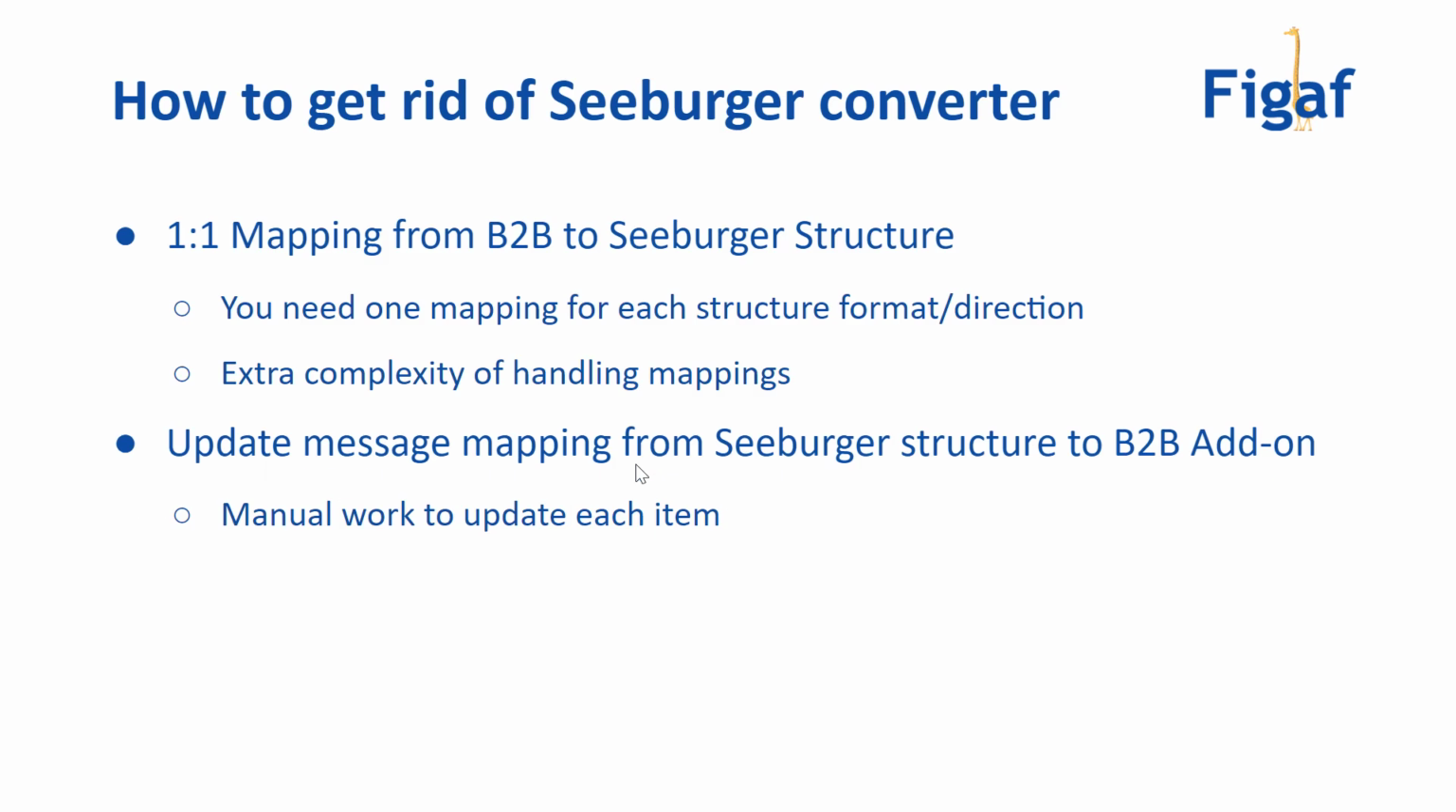The challenge is that there are two ways that you can get rid of this. The structures of a B2B message versus a Seeburger one are changed in some small ways around different areas, and that means you can do one of two things. You can create a mapping from B2B to Seeburger structure, and then use that before or after your message mapping. It does add some complexity to a mapping, because you need to use this. Or the other approach is that you update the message mapping to use the Seeburger structure instead of the B2B add-on, and that's some manual work that is required for this.